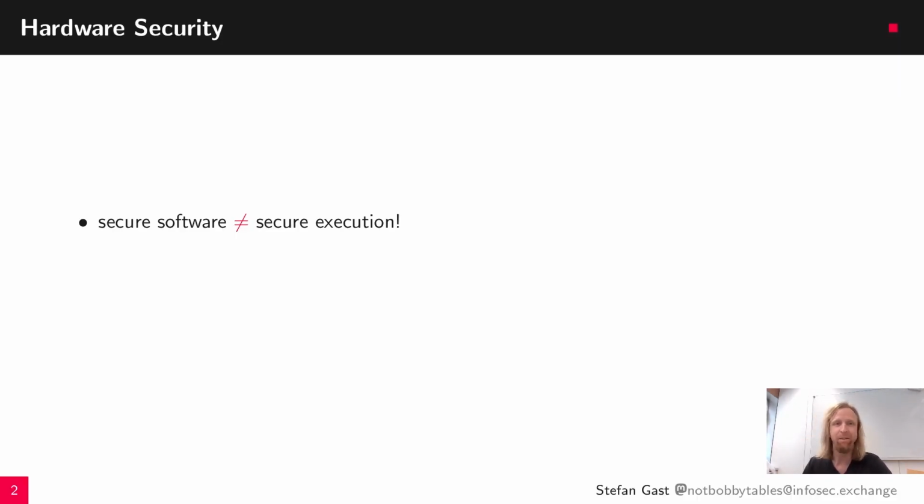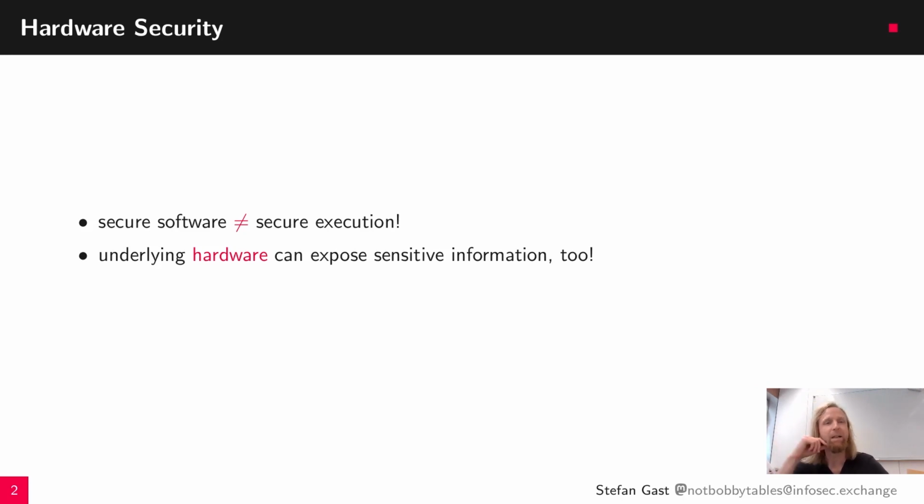So let's start with a quick motivation. Basically, most of the stuff that you are doing is software related, but also the hardware is important. In particular, secure software doesn't automatically mean secure execution, because the underlying hardware can expose sensitive information too, and therefore security depends on both.